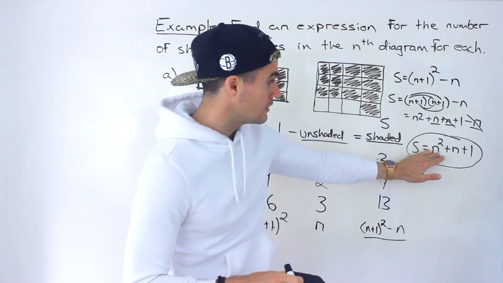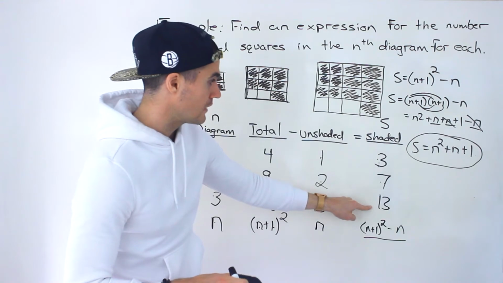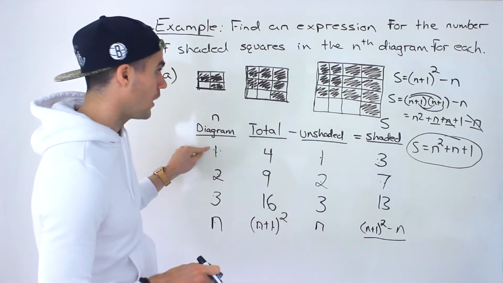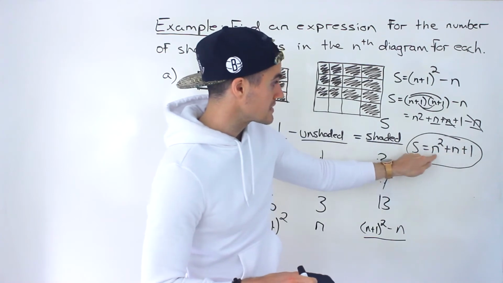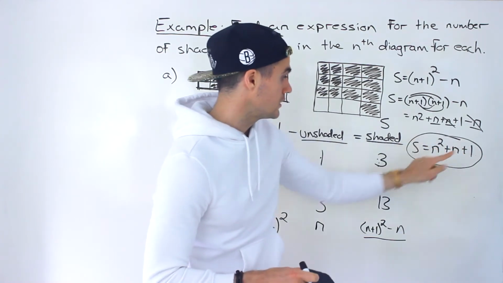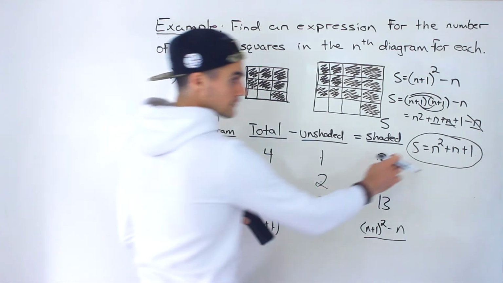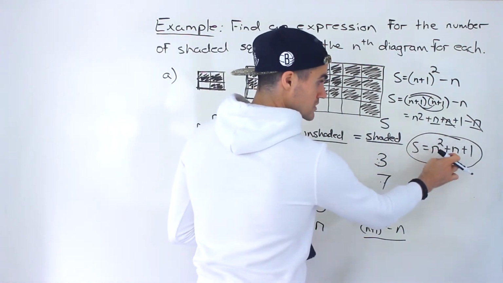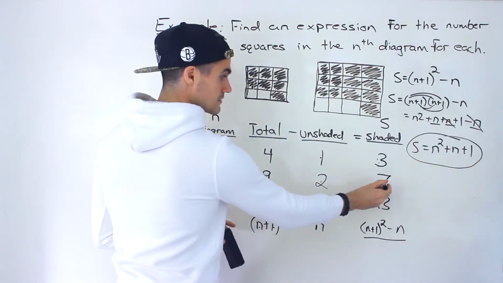And then if you have time, check this. Notice we have values here we could check. So if we plug in 1 for n, 1 to the power 2 plus 1 plus 1, that's going to be 1 plus 1 plus 1. That's going to give us 3. What about for the second diagram? We'll have 2 to the power 2, which is 4, plus 2, which gives us 6, plus 1 gives us 7.